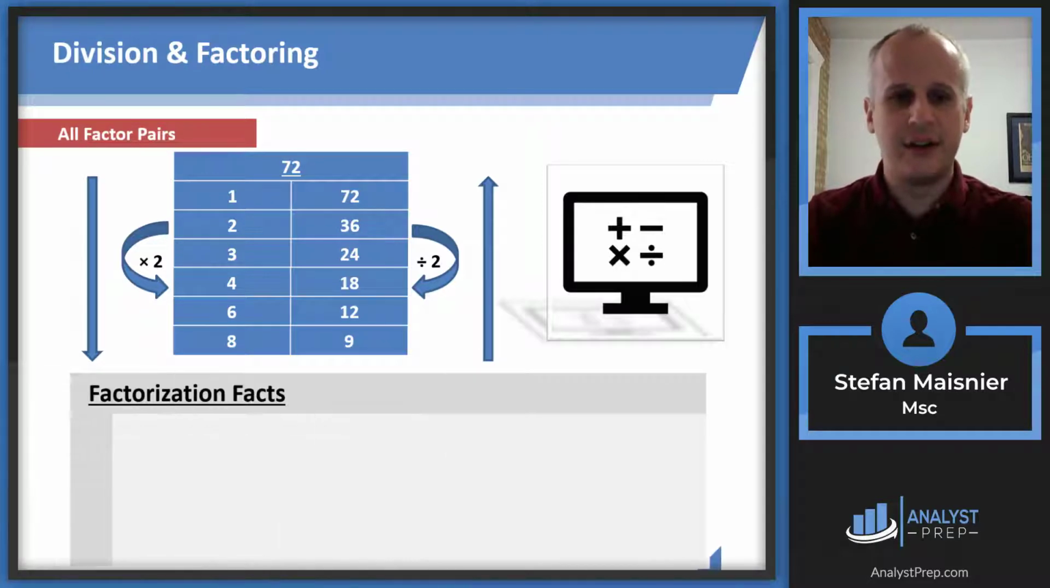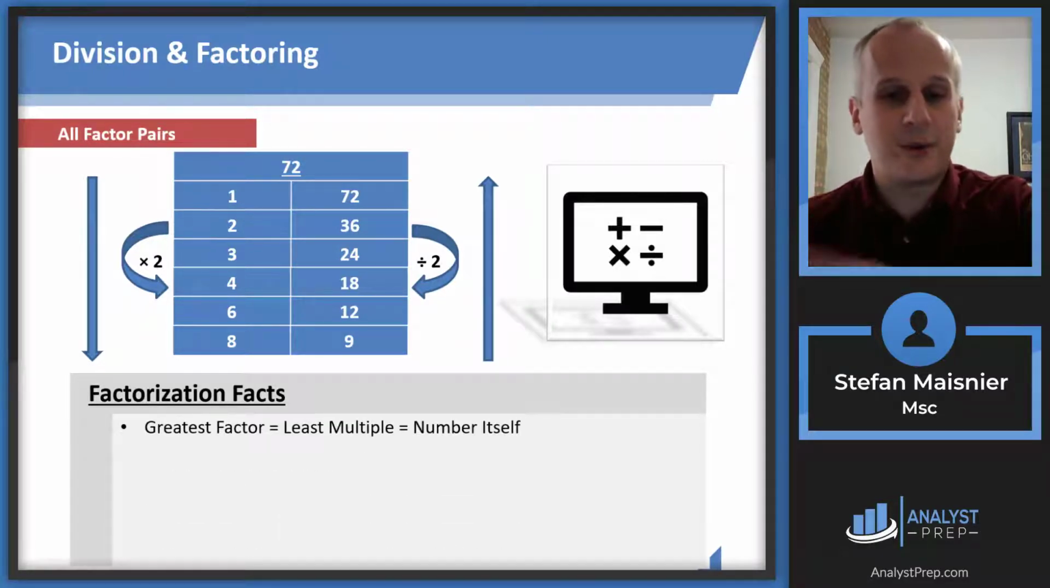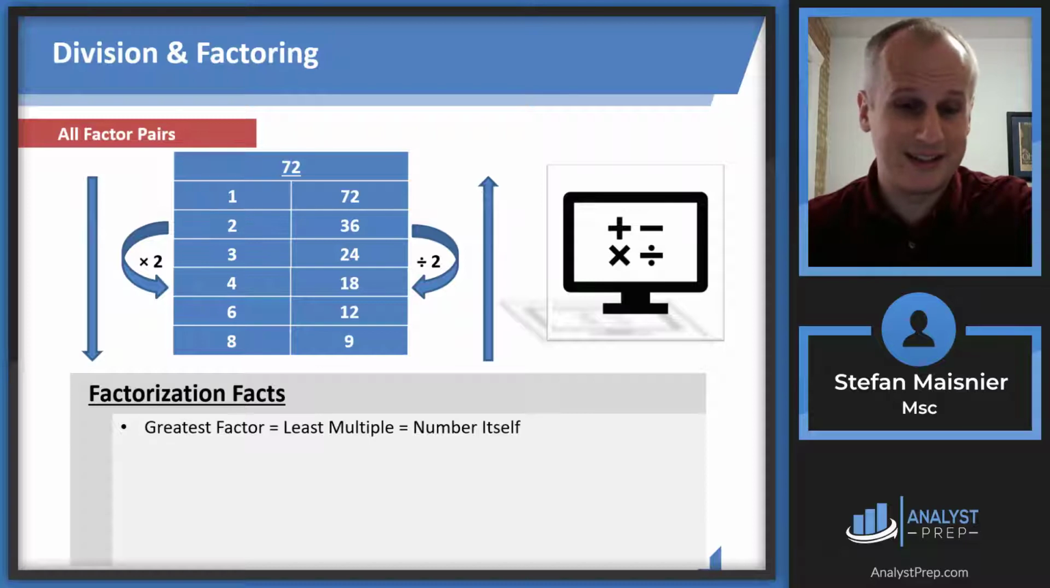So let's consider some facts about factorization. First, the greatest factor of any integer is going to be equal to the least multiple of that same integer, which is the number itself. And we can see that there, right? 72 is the greatest factor, and it's the least multiple because 72 times 1 is 72, which is the number itself.